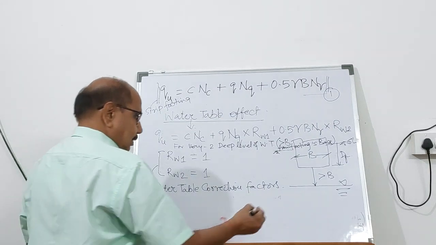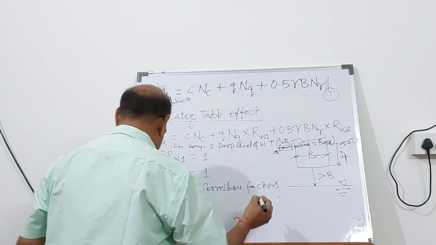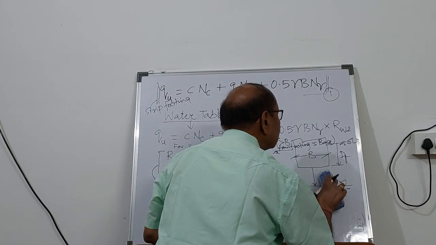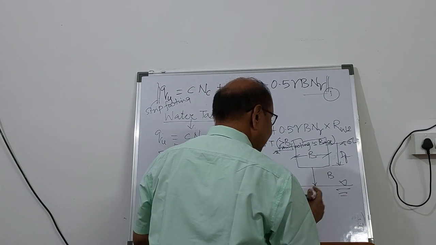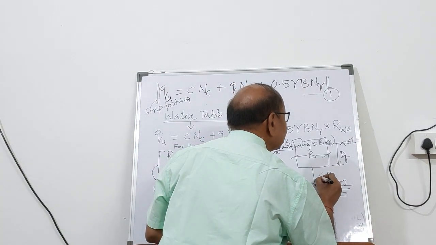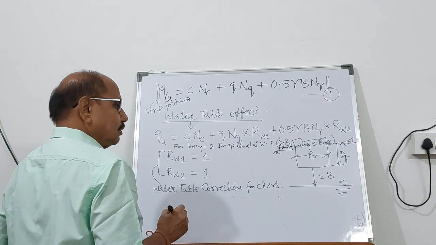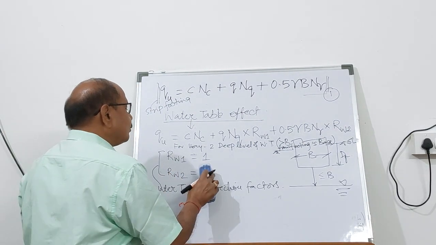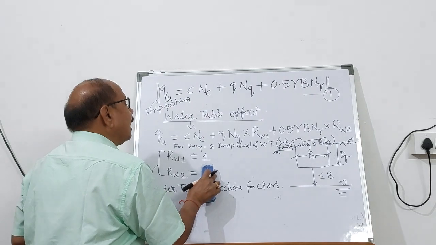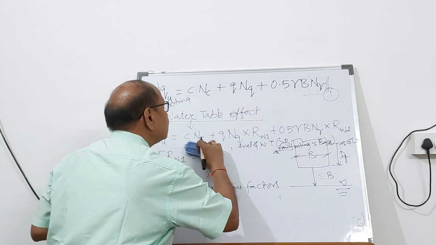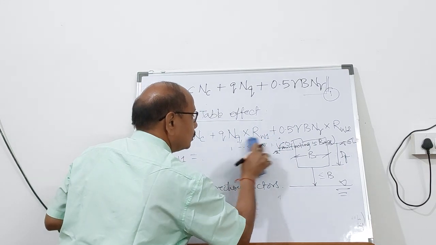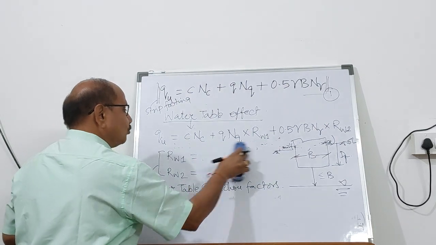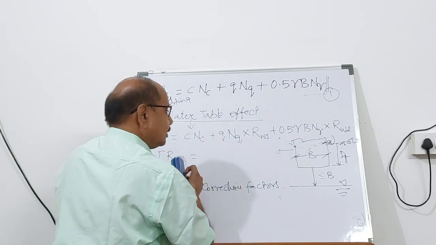But if this water table is at a depth which is less than or equal to B, then you need to make the corrections. And the water table correction formula you will have to remember.